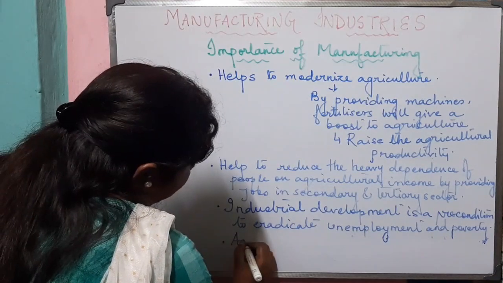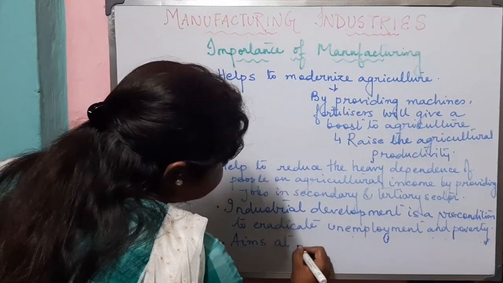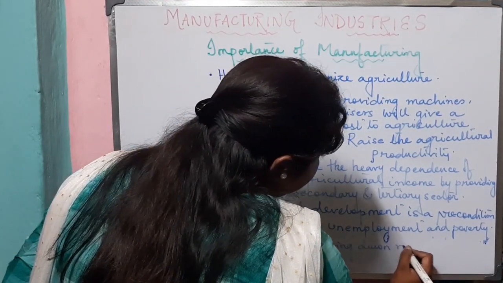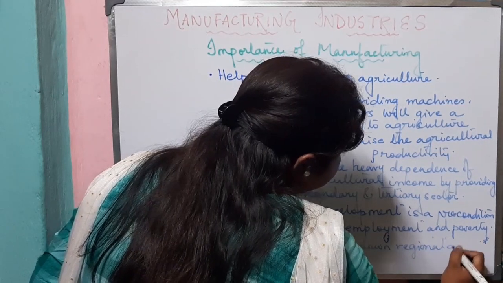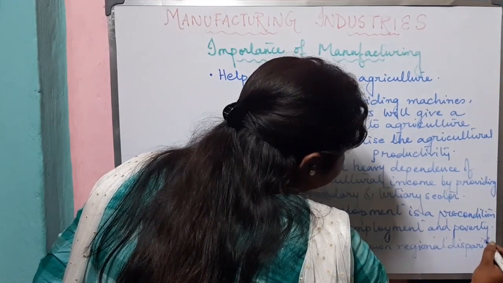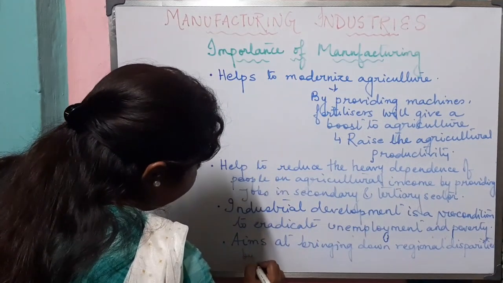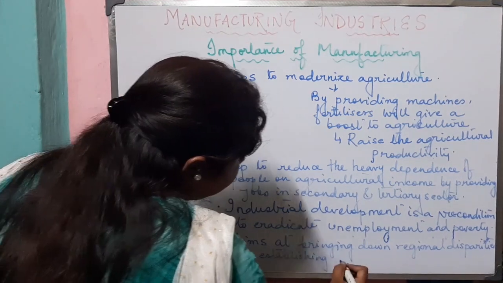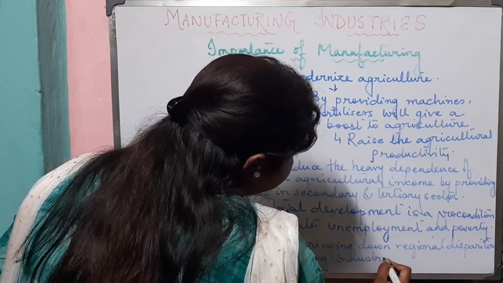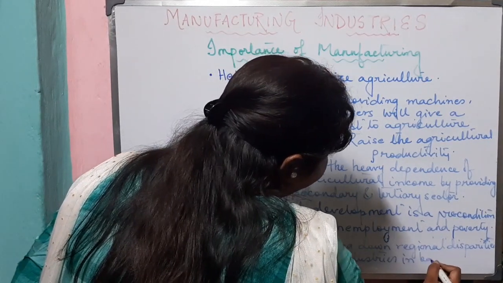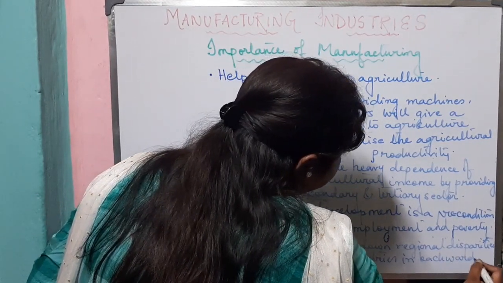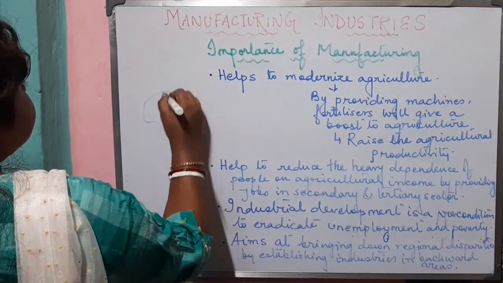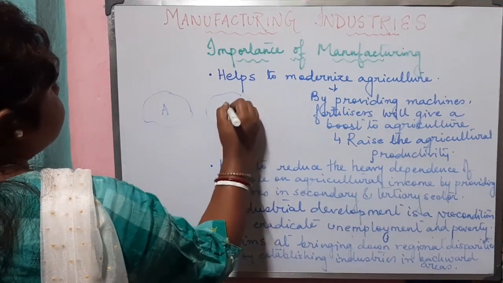Now, industries are also important because they aim at bringing down regional disparities by establishing industries in backward areas. Now suppose there is a place A and there is a place B.